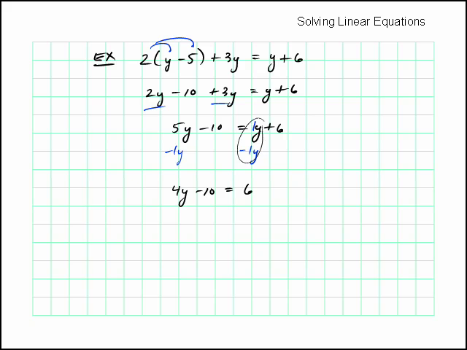All right. Next step, add 10 to both sides. That will then give me 4y over here equals 16. And then finally, we're going to divide both sides by 4, like that. And we get y equals 4 as our solution. Oops, let me fix that. Four is our solution.